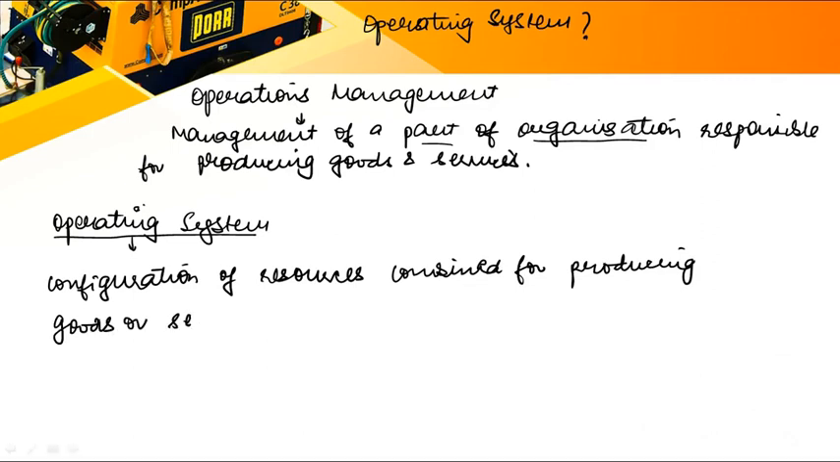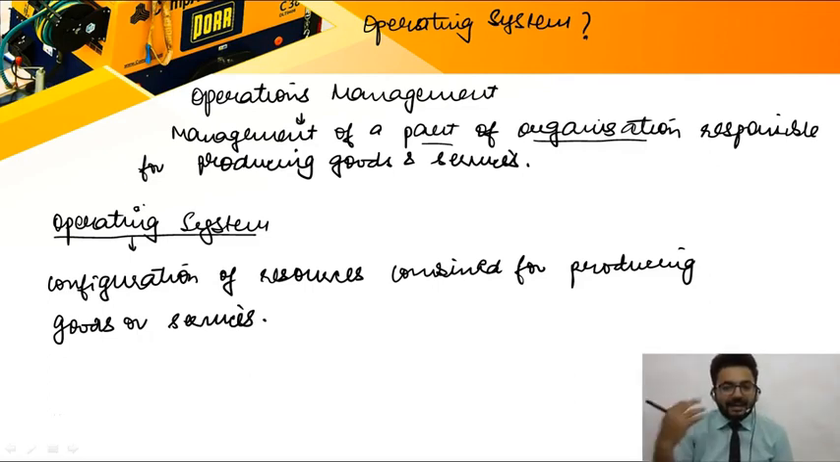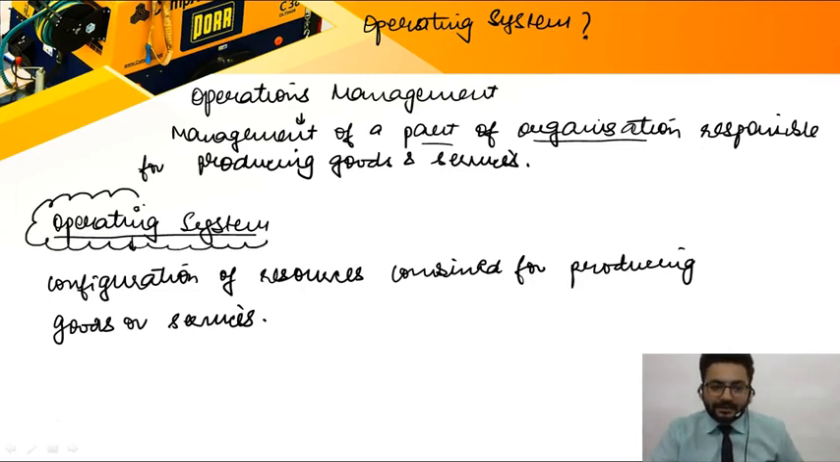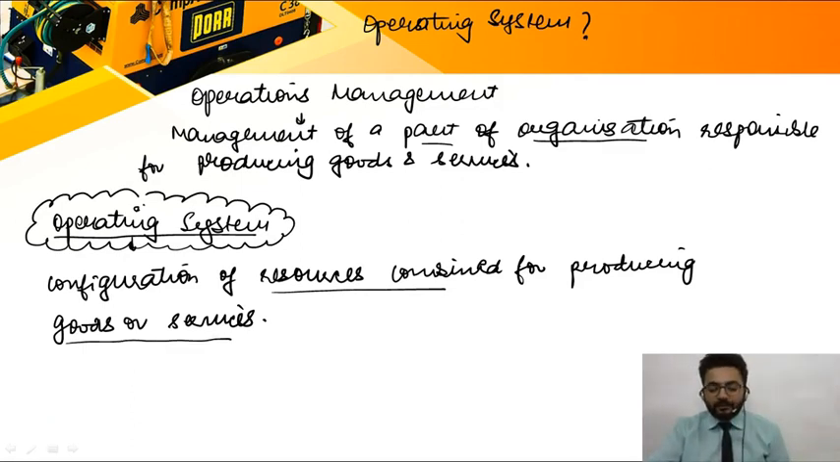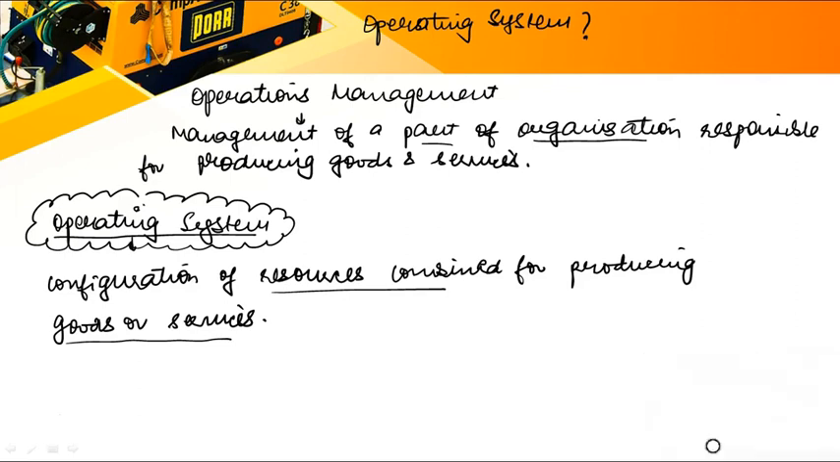So can I say that operations system is a part of operations management? Can I say like that? That is a part of organization, right? It's a part of organization, or you can say it's a department. Whereas operating system is a particular system in which we combine the resources for producing goods or services. Now, moving on to the next thing. Look over here. Let me give you an example. Beta, there's a hospital.